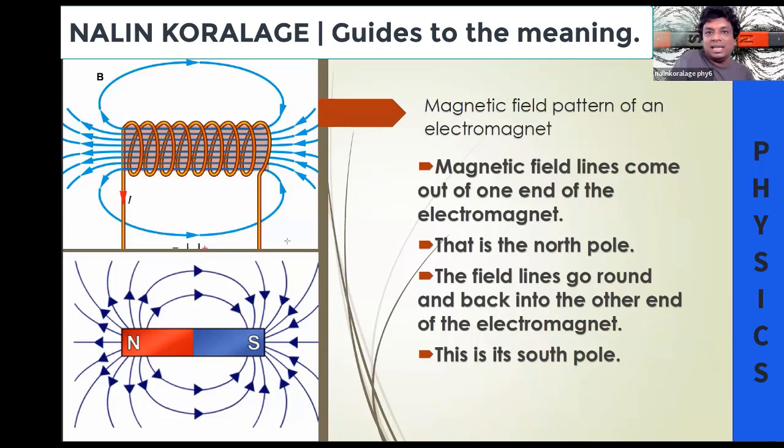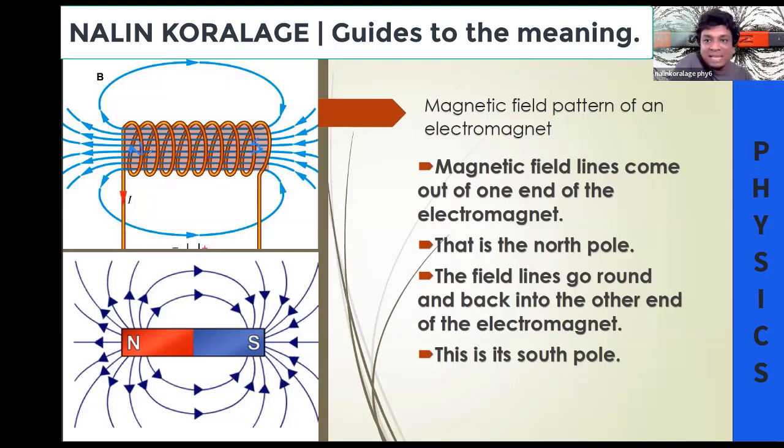Okay, enclosing that coil. Now in that case, you can identify that the field lines are coming out from this end, so that is going to be the north pole. Field lines approach this end, so that's going to be the south pole. Got it? That is what is shown in the bottommost left-hand corner figure.